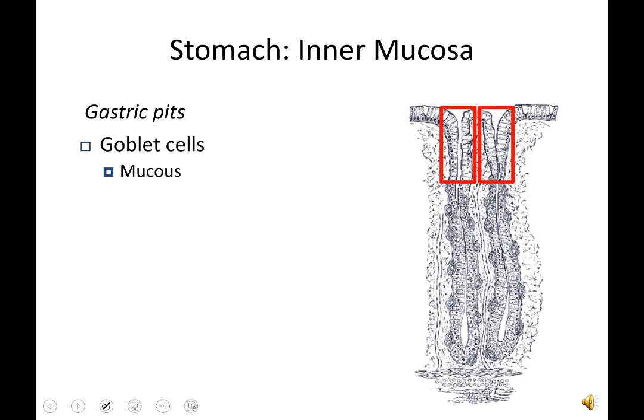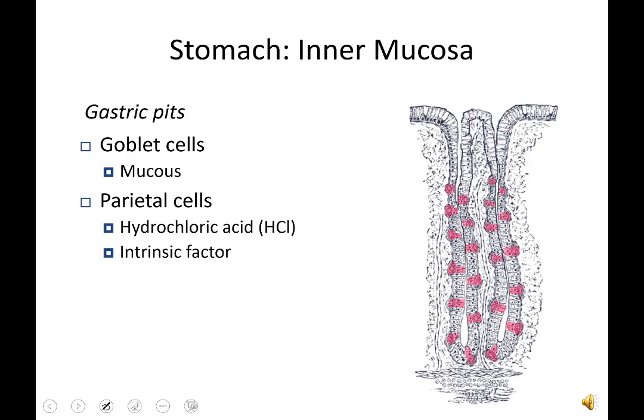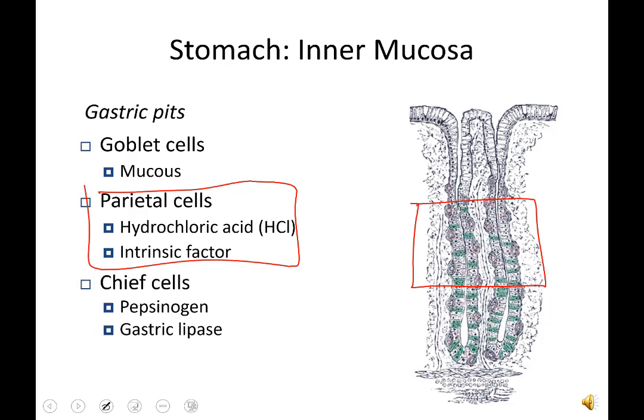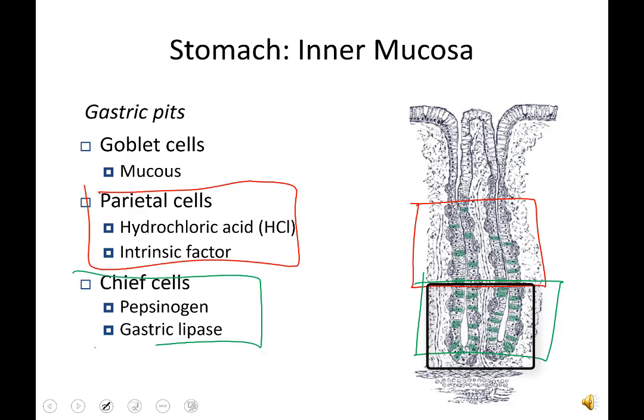We would have the goblet cells located in the upper third. Parietal cells, although this picture doesn't indicate, have a higher concentration in the middle third. The parietal cells secrete hydrochloric acid and intrinsic factor. And then we have chief cells. Chief cells are in a higher concentration in the lower third. Chief cells make pepsinogen. We won't worry about the gastric lipase.